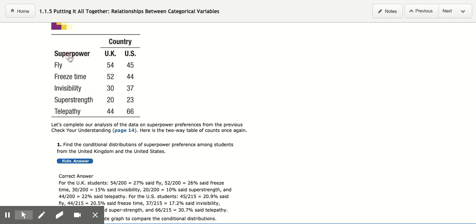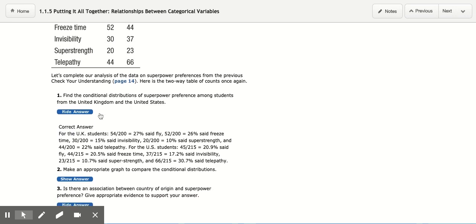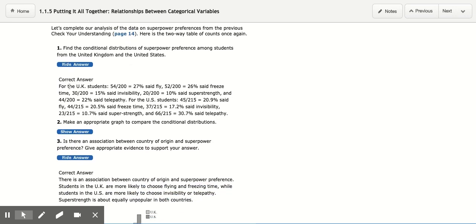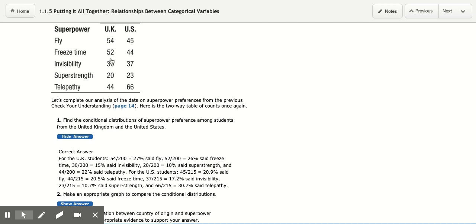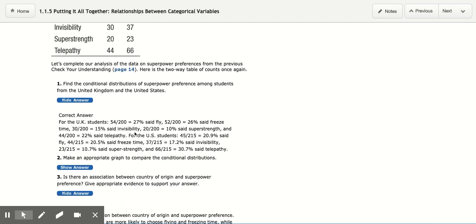So you'll notice here in the answer, as we break this down, they do a whole set where they just look at the UK students. They have to figure out the total, which by the way is 200. There were 215 in the US that they spoke to. Then they go through and say, okay, 54 selected flying, and then 52 out of the 200 selected freeze time, 30, 20, and 44 out of the 200. So you go through each one of those.